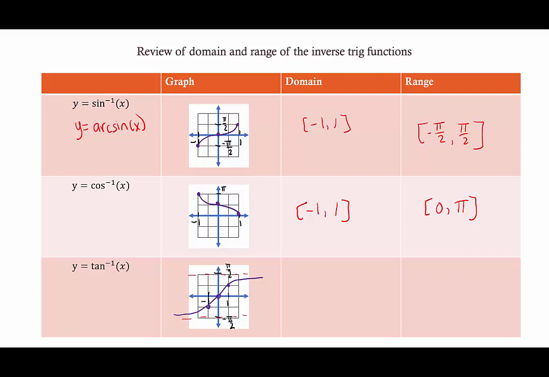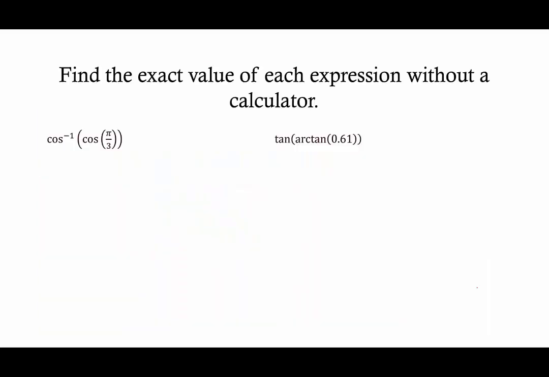Tangent is a little bit different. Tangent inverse, the domain is all real numbers actually. And the range, if you can see, there are horizontal asymptotes at -π/2 and π/2. The range is going to be all the values in between. Because we don't include the endpoints with tangent, we do put parentheses around the values. So it's -π/2 to π/2. So we do want to keep this information in mind as we look at examples of calculating what should seem so simple, but actually it can get quite complex.